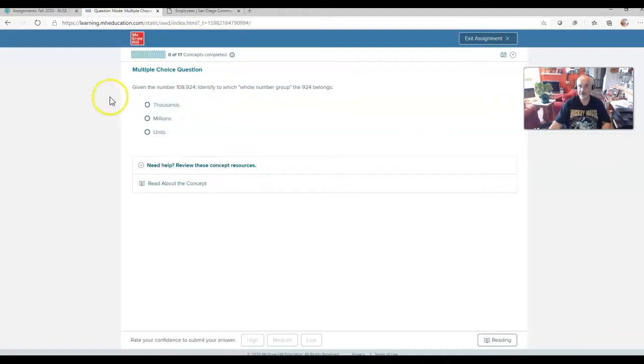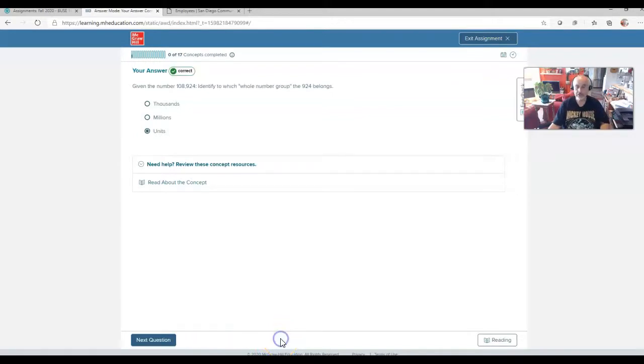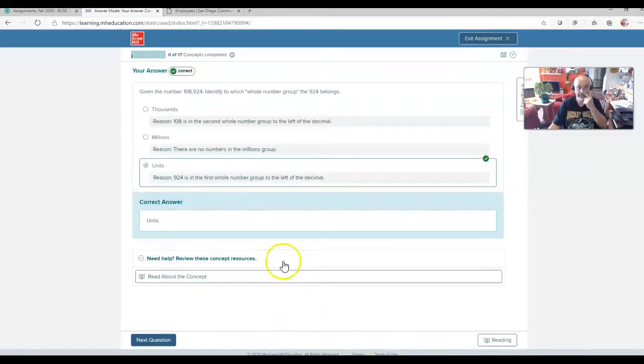And here are some of the questions. Here's just an example. Given the number 100,924, identify to which whole number group 924 belongs. Well, 924 is in the units. And then it's going to ask you, hey, how sure are you about this? I'm going to say, I'm pretty sure. And then I was right.